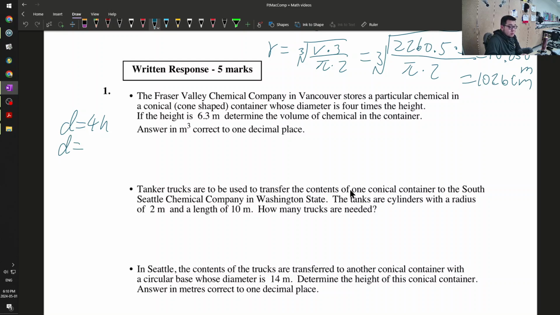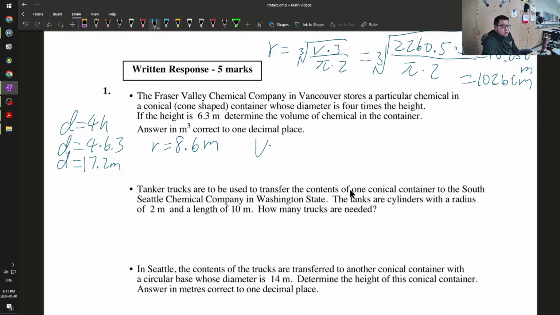Therefore, diameter is equal to 6.4 times 6.3, which is equal to 17.2 meters. What is my radius? 17.2 divided by 2, 8.6. Okay, so I know my radius, I know my height.